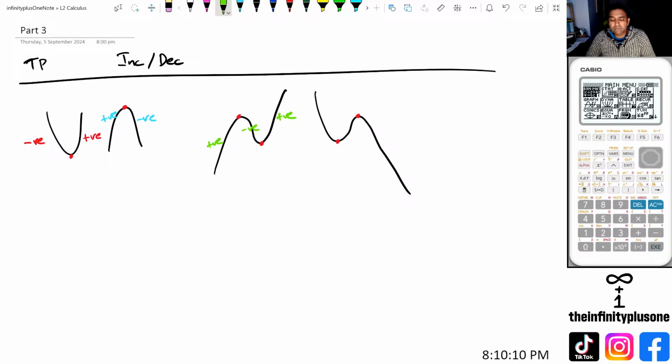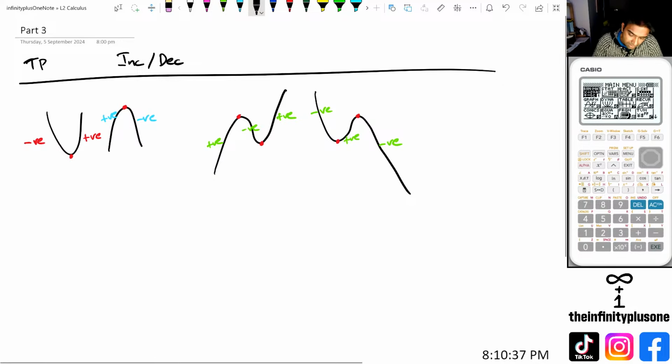I always struggle with this because I am doing it at home. Oh yeah, cool. So when it's going up, it's positive, and when it's going down, it's negative. So if you look at the negative cubic there, that's negative slope, positive slope, and a negative slope. And the red points right there are known as turning points.